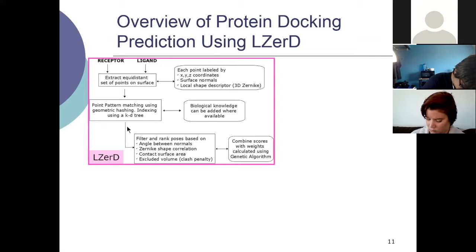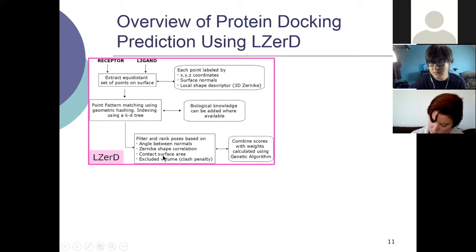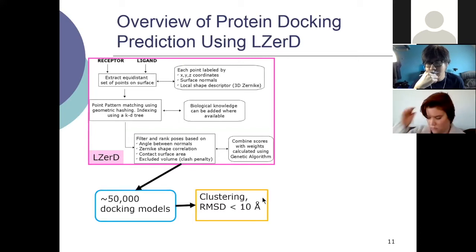At each docking pose, it computes the angle between normals. If two surfaces fit perfectly, it should be 180 degrees because they point at each other. Then the Zernike descriptor correlation checks the local surface matches. We also compute surface area, where larger is better, and the excluded volume, which is a clash penalty. If the penalty is too high, we simply reject the model. We generate lots of models, typically 50,000 to 100,000, and then we cluster them to find the bigger clusters.